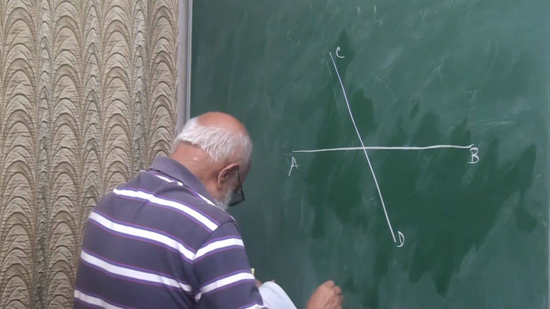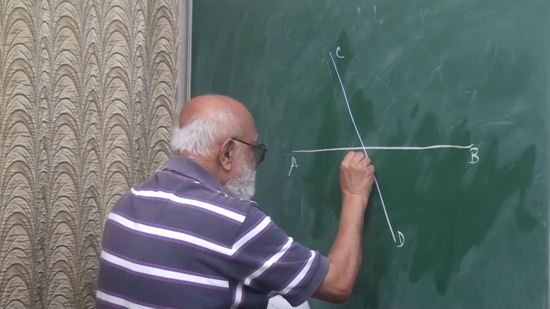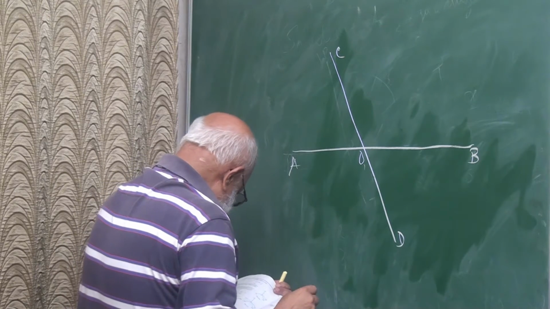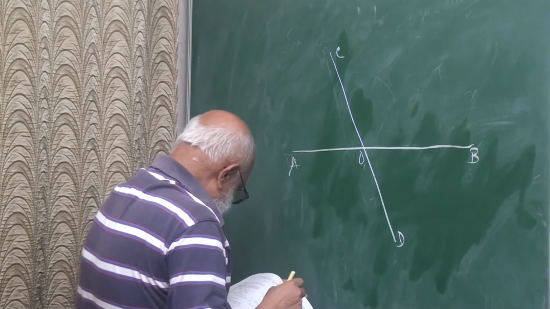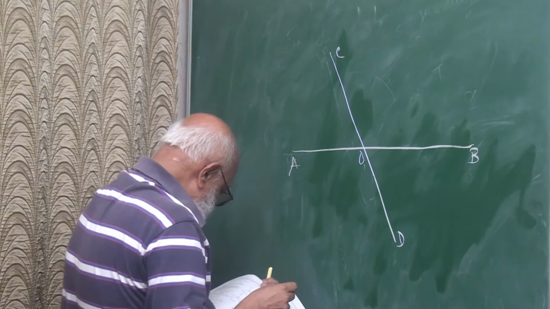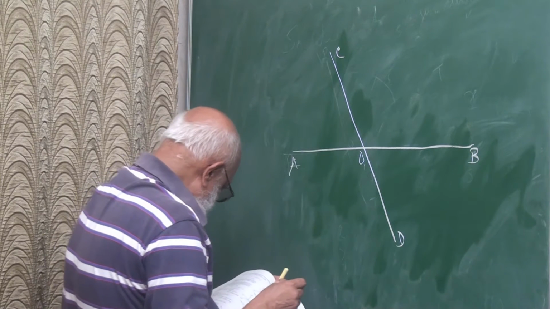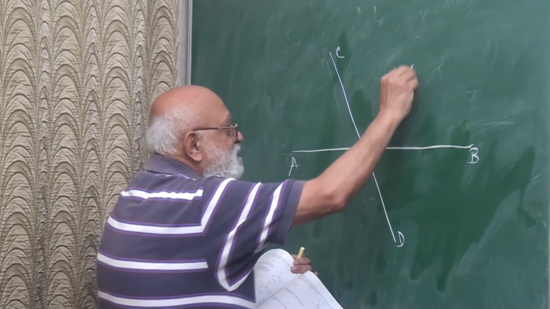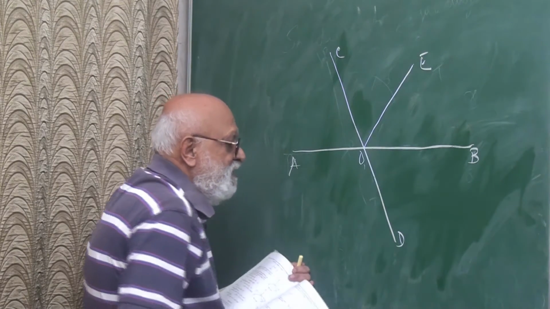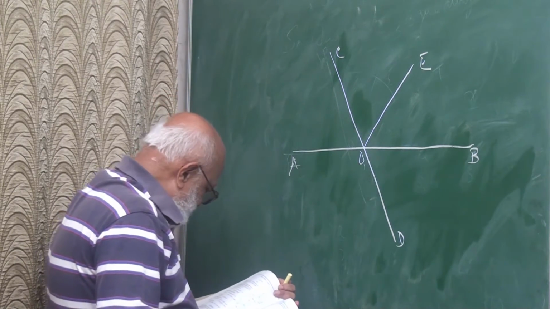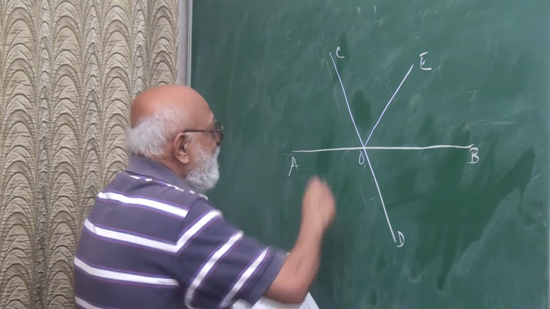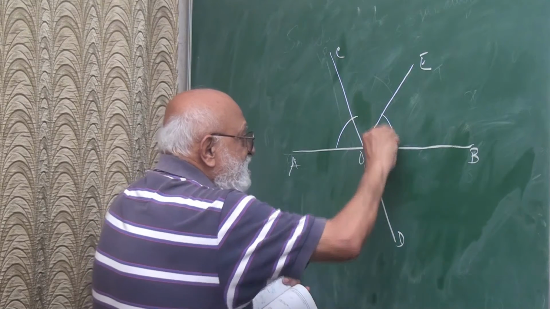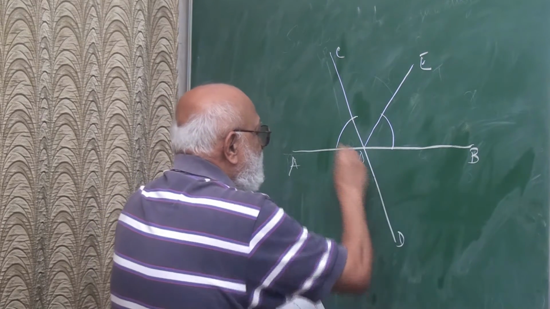They intersect at O, right? Then it says there is another line, and it doesn't define where it is from. It just says there is another ray, another line segment. Let us call it E. This is given, and it is given that AOC plus BOE, this is equal to, I will again write down X and Y.